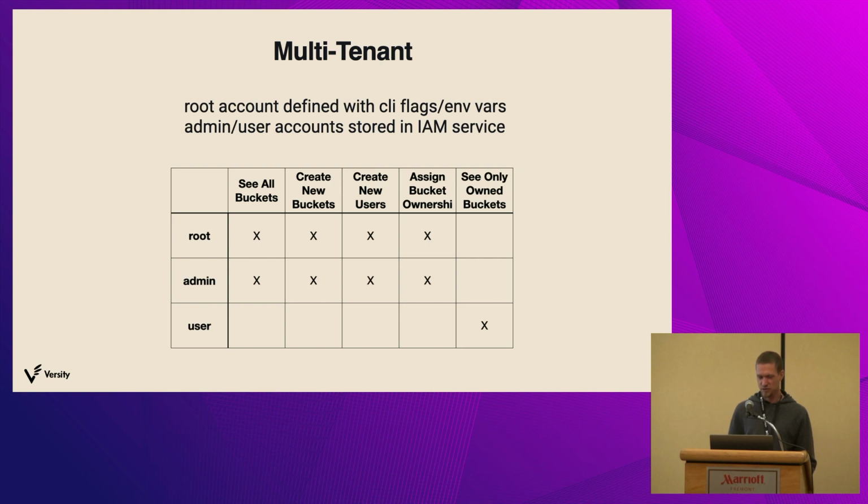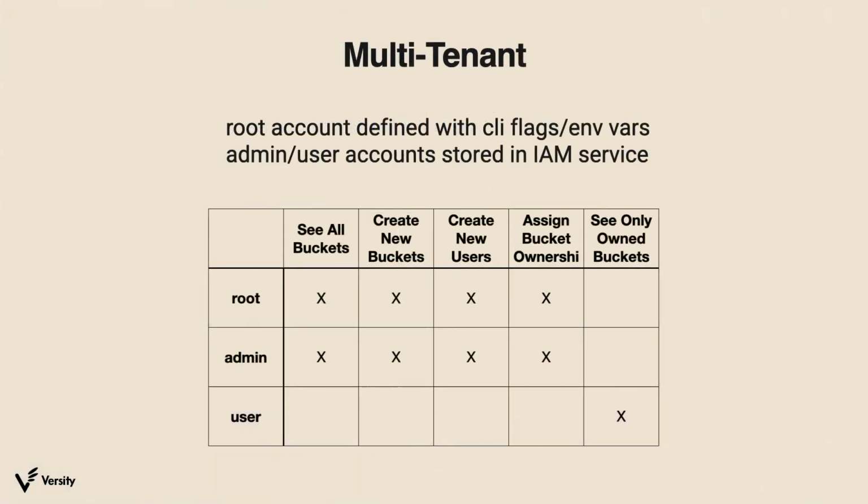The gateway has the notion of different roles within the system. And so you always have the root account. This is defined at runtime through flags or environment variables. When you actually invoke the gateway process, you have to specify what the root account is. And then that's never persistent. That's just defined whenever you run the gateway. So if you forget all your other passwords and everything, you can always just relaunch the gateway and you've got the root account right there.